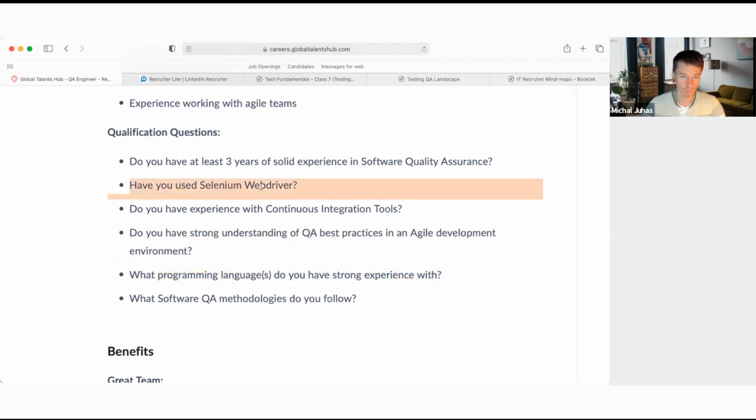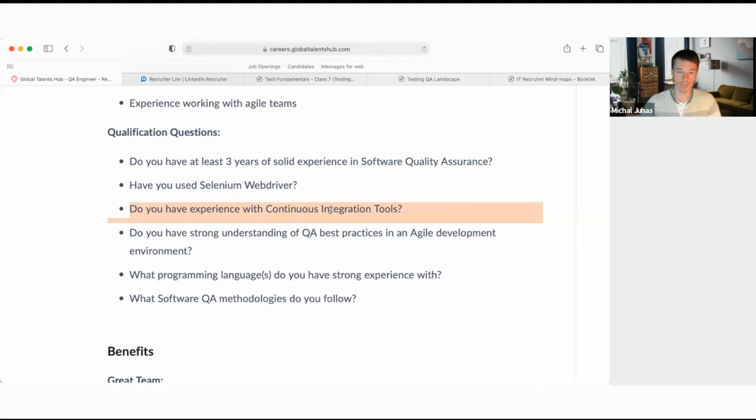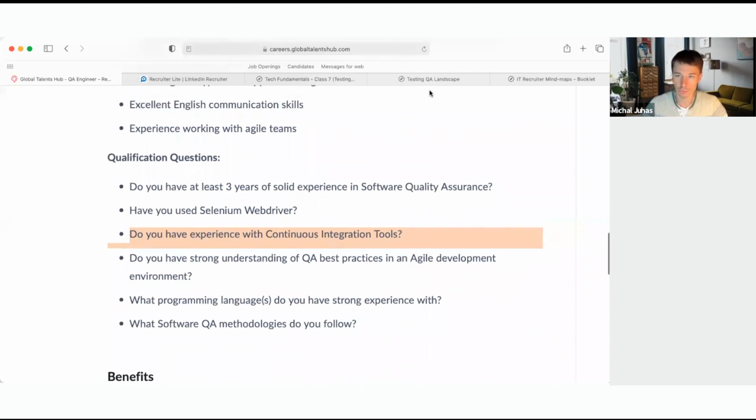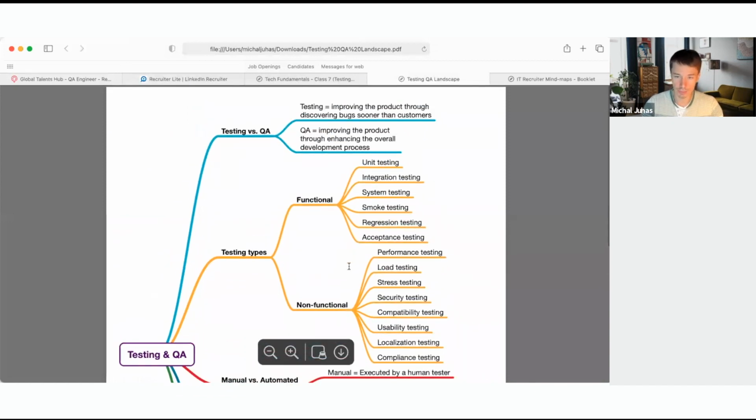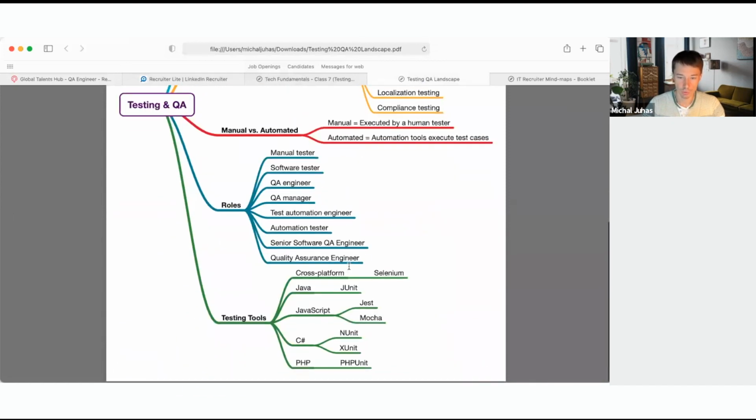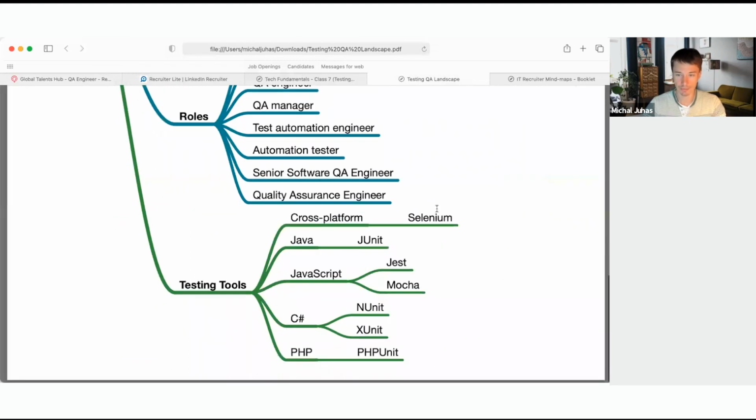Have you used Selenium WebDriver? Yes, no. Do you have experience with CI tools? Yes, no. And if yes, then which ones? So I'll show you this testing QA landscape, so you can see some of these keywords also mentioned, starting with actually testing tools. I mentioned Selenium. So Selenium is a tool for cross-platform testing.